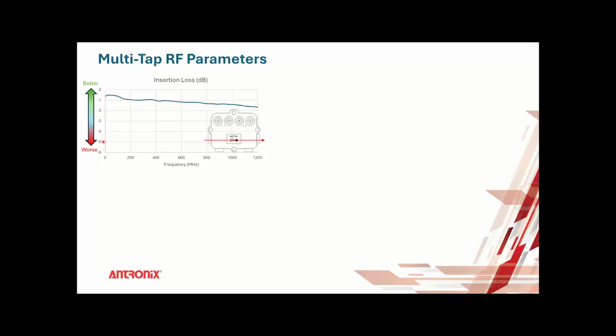So going down here, 0 is ideal. That means no loss. This is the amount of loss going through the tap: 5 dB, 4 dB, 3 dB. As you can see, at 1.2 gigahertz this is about 1.8 dB insertion loss, whereas down at 100 megahertz, it could be about 0.8 dB insertion loss. So higher frequencies typically have a higher insertion loss in passive parts.